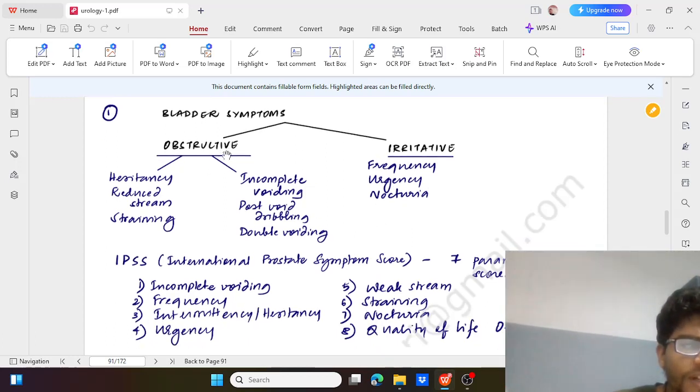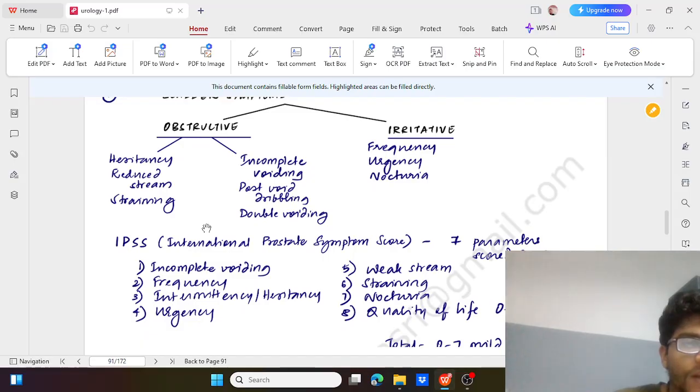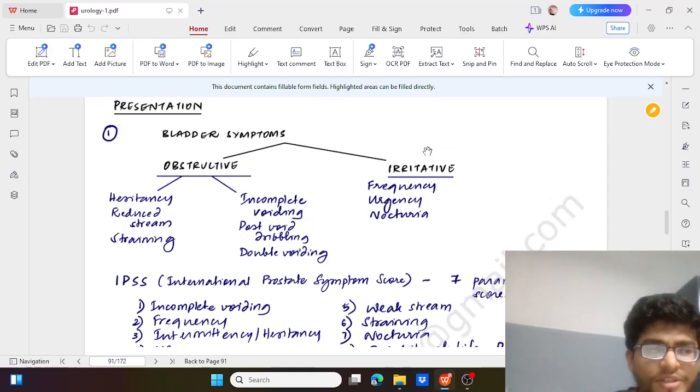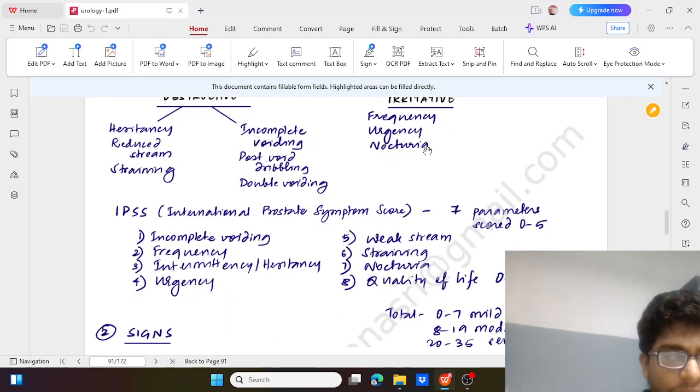Then we have obstructive symptoms: hesitancy, reduced stream and straining, apart from that incomplete voiding, post-void dribbling and double voiding. One important symptom that is both obstructive and irritative is dysuria, that is difficult or painful passing of urine.